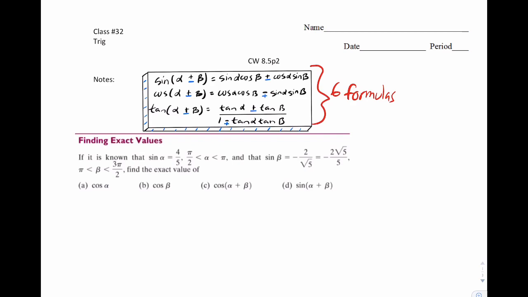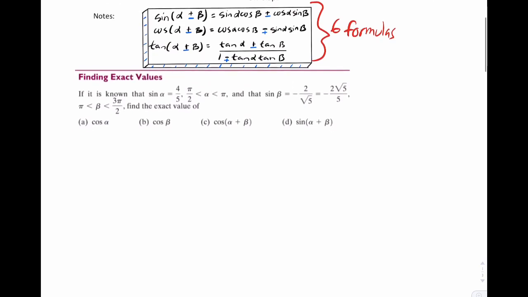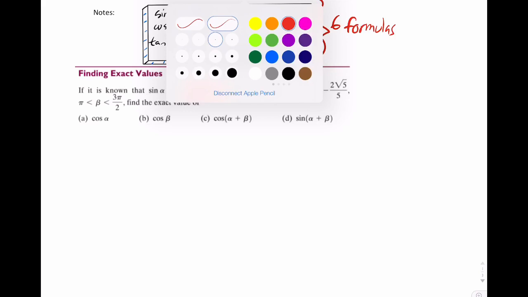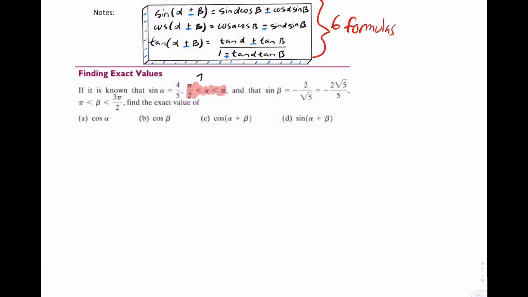So let's get to the first problem. I'll leave those formulas there for a little bit. If it is known that sine of alpha equals 4 over 5, and alpha is between pi and pi over 2, that's very important. Let's highlight that. That tells you where we're going to draw this triangle. As soon as you see a question like this, hopefully you realize you have to draw a triangle. It's always going to be a good idea for questions like this in trigonometry.